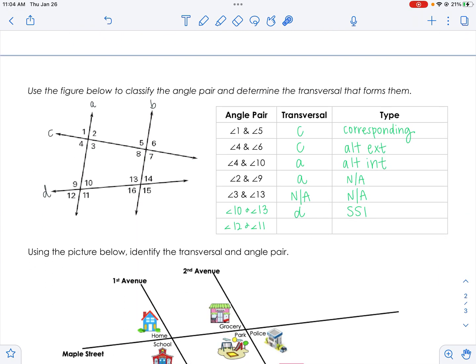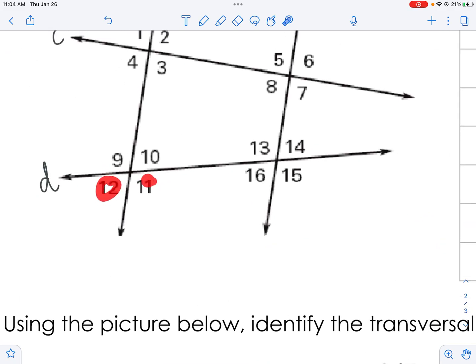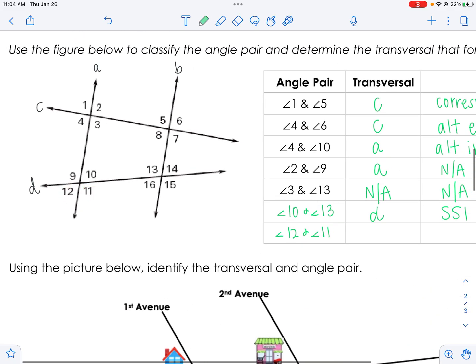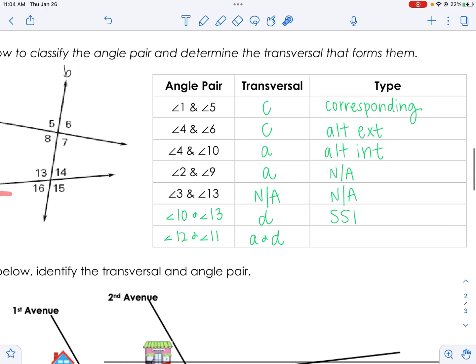That's fine. And then for 12 and 11, well, 12 and 11 are right next to each other. I could just walk across the street there. That doesn't necessarily have a transversal. I could say that they're both on line A and D if we wanted to, but that goes back to an old word. What type of angles do you have if they're adjacent? They're next to each other, right? They're sharing a ray. They're supplementary. That would make a linear pair. And you could say LP for short if you wanted to.